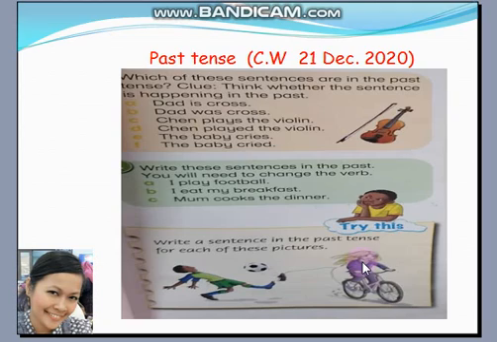For example, Miss Jasmine taught us adjectives last week. So our verb for that sentence is taught.